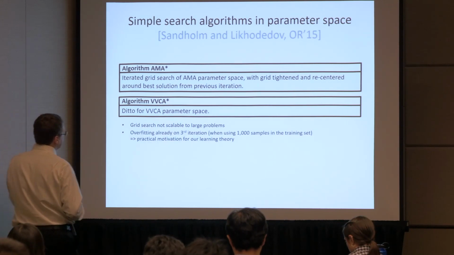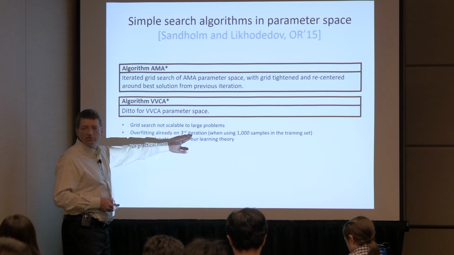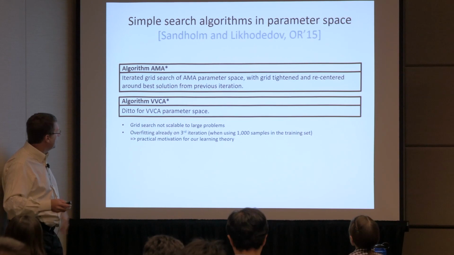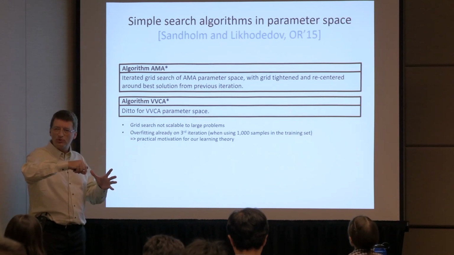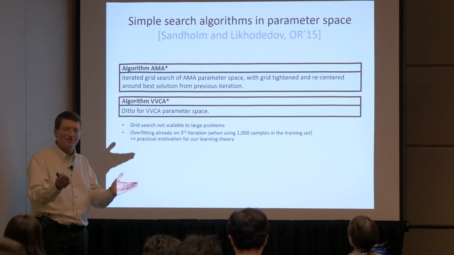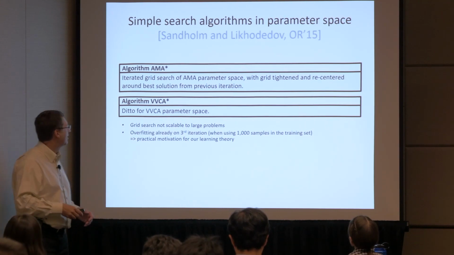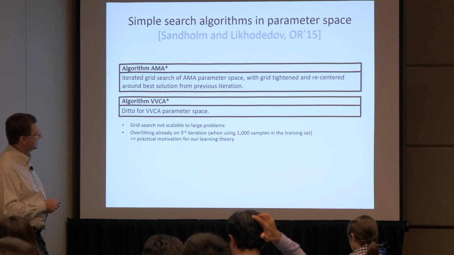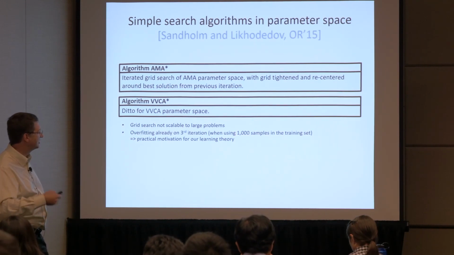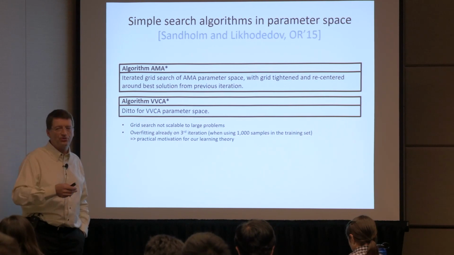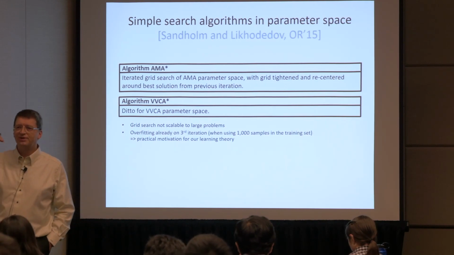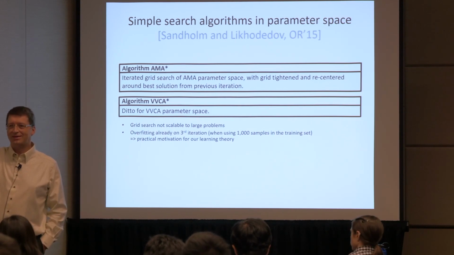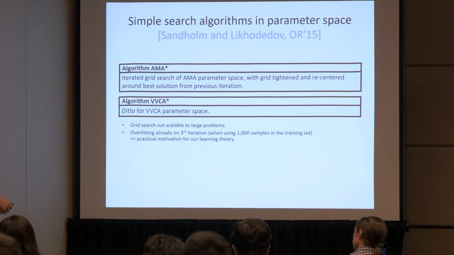What we saw is that we are overfitting already on the third iteration. And what do I mean by the grid refinement? You do the grid, you pick the best point, you refine the grid, pick the best point, refine the grid, pick the best point around, and you always refine the grid around the iteration. When using, let's say, 1,000 samples in the training set and 10 million in the test set, you see that on the third iteration, you're already starting to go downhill in the real revenue space, although you're thinking you're going uphill based on the training samples. We'll talk more about that.